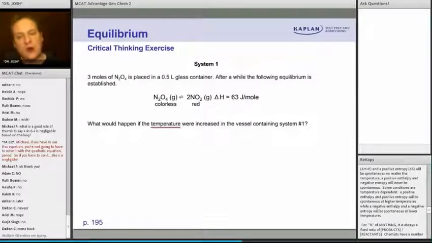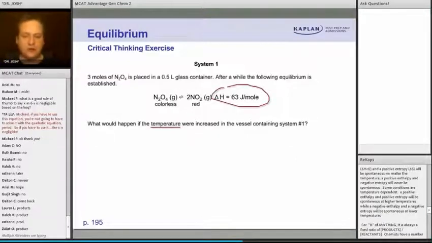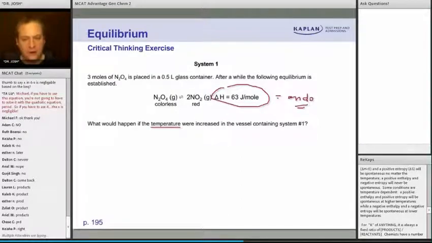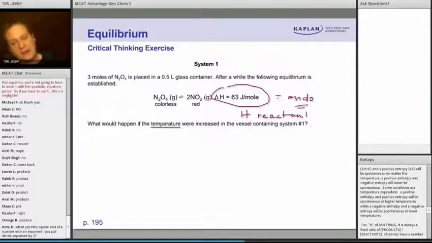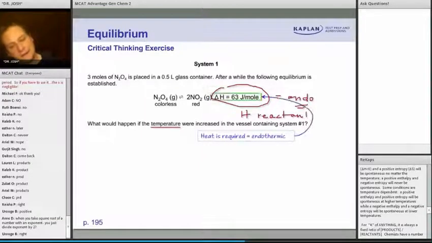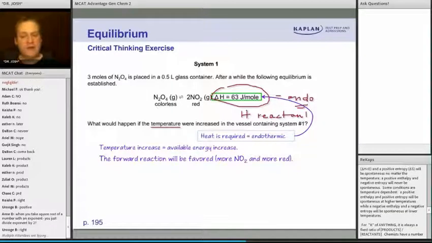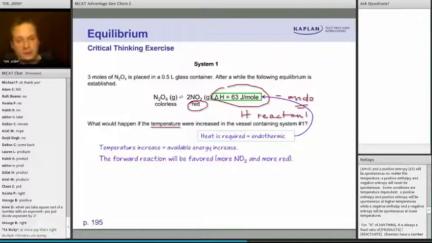So if you increase the temperature, which way is this going to shift? Is it going to shift to the product side or the reactant side? You increase the temperature. We look at the enthalpy. Note here the enthalpy is endothermic, which means that heat is a reactant. There we go. Heat's required, it's endothermic. Therefore, there's more heat, therefore it goes to the product side. Goes over to the right. So the forward reaction will definitely be more favored. You get more NO2, and therefore it's going to be more red.